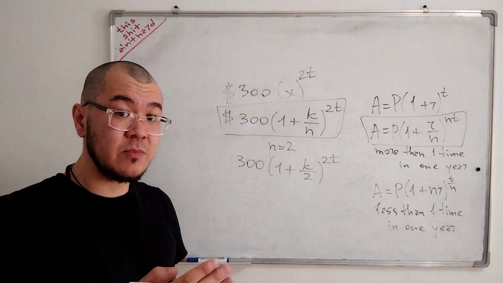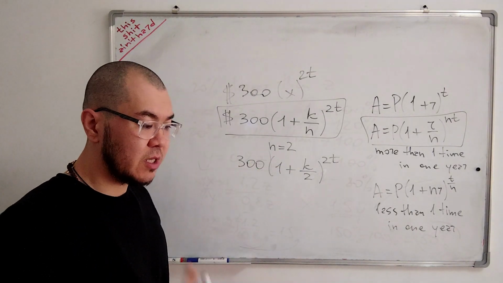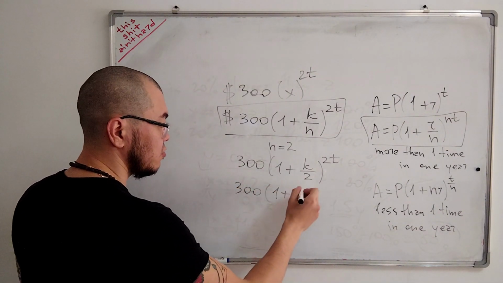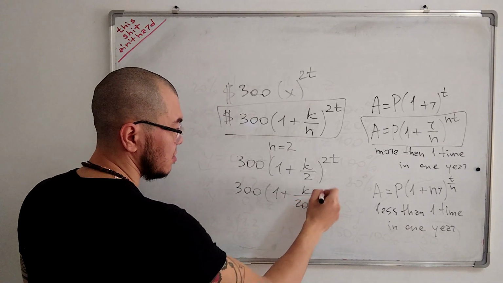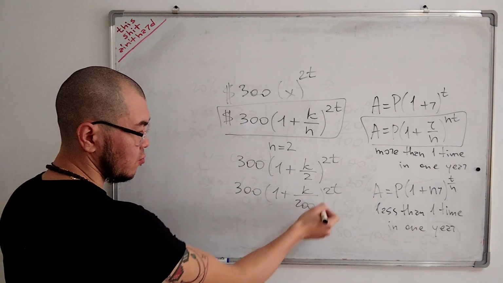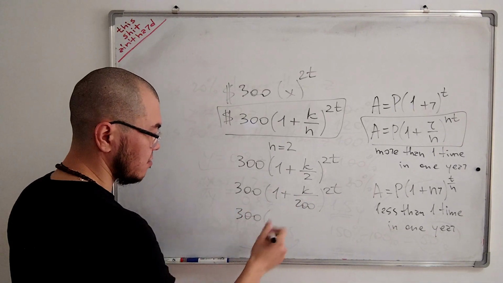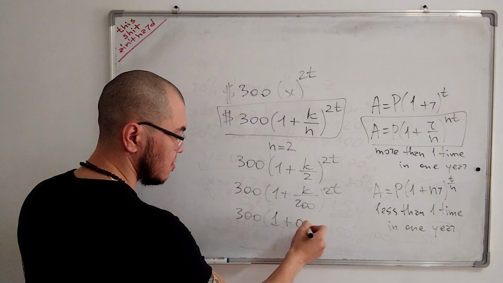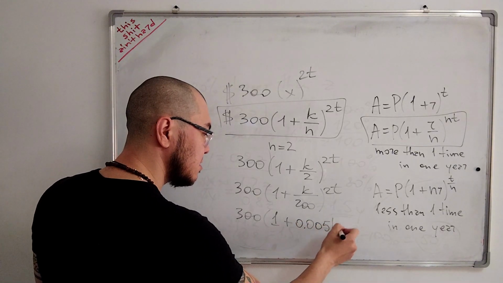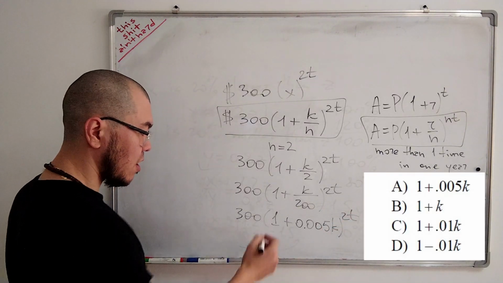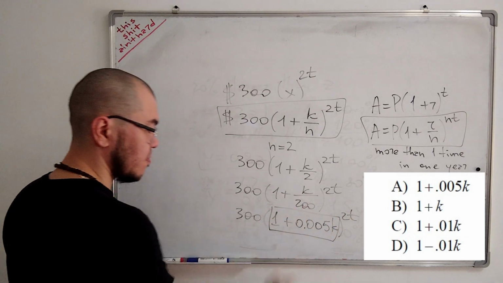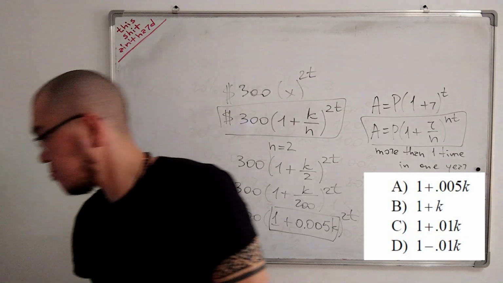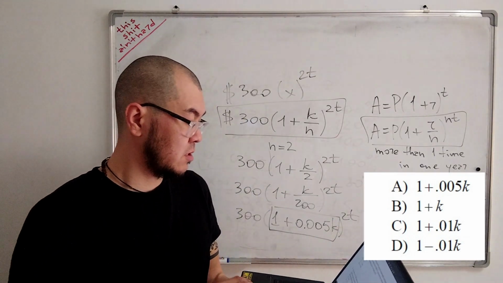But we have to remember that our percent has to be converted to decimals. So we have 1 plus k over 200 to the power of 2t, and if we transform this into decimals, we get this. So our x is equal to this expression. So the answer to our problem is A.